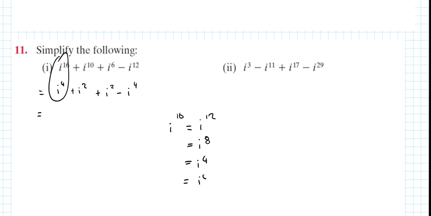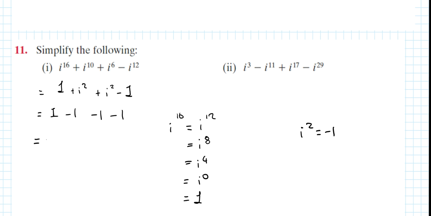Or you could go again, i to the power of 0. Anything to the power of 0 is 1 as well. So similarly here, i to the power of 4, I know is 1, and I can rub that out and write it down as a 1. Now, what's i squared? Well, i squared is equal to minus 1. That was the fact that we need to remember. That's where complex numbers have come from. So it's 1, minus 1, minus 1, minus 1, which leaves us with minus 2 is the answer here.